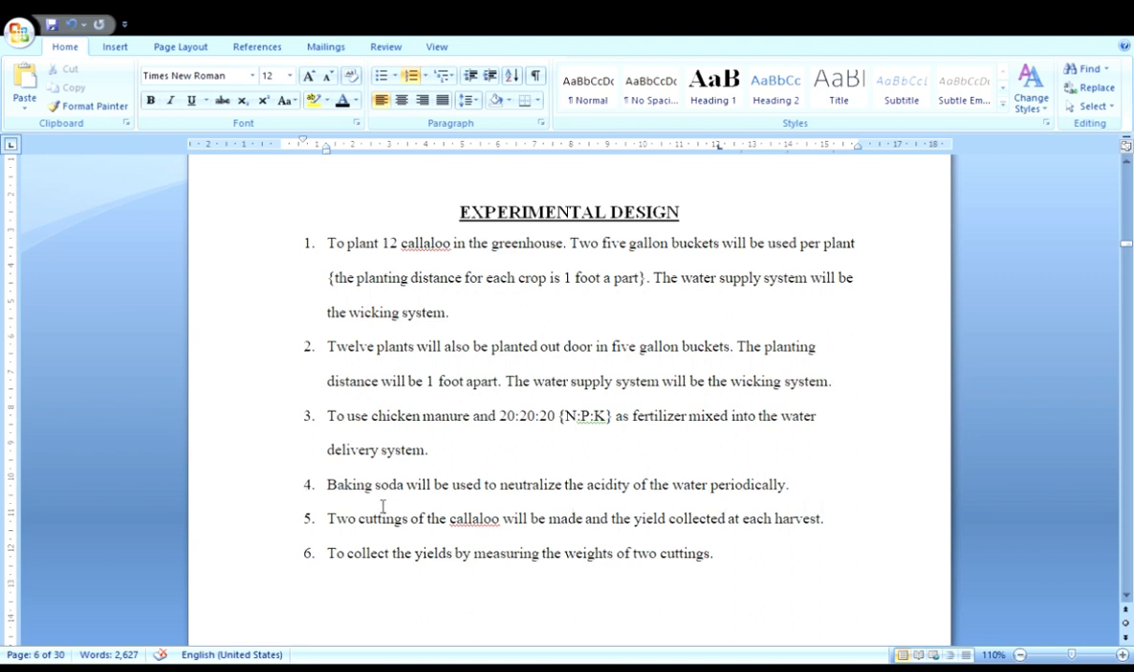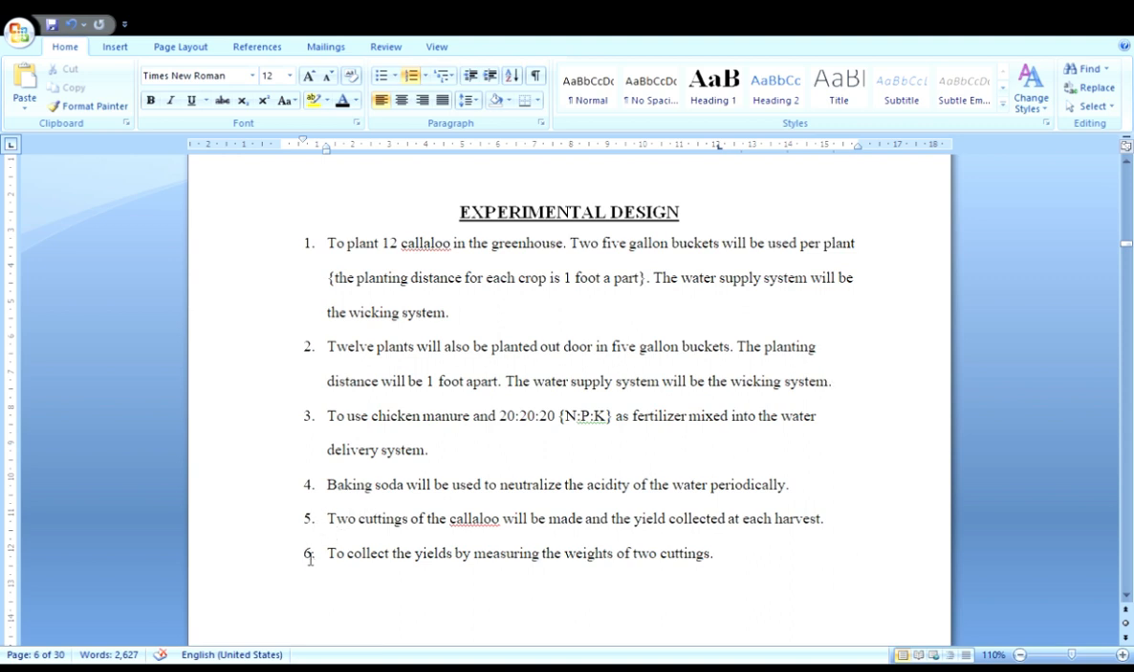Alright, so you also stated that you will add baking soda to neutralize the irrigation water in the buckets, because what will happen if you continue to add fertilizer in the water, it will get acidic. So every now and then you would have to try to neutralize back that water, and what will be used is your baking soda to do that.